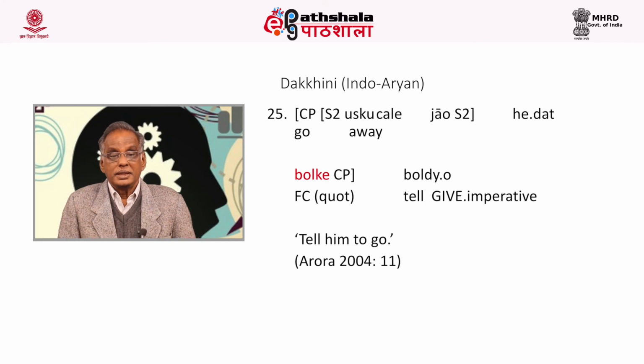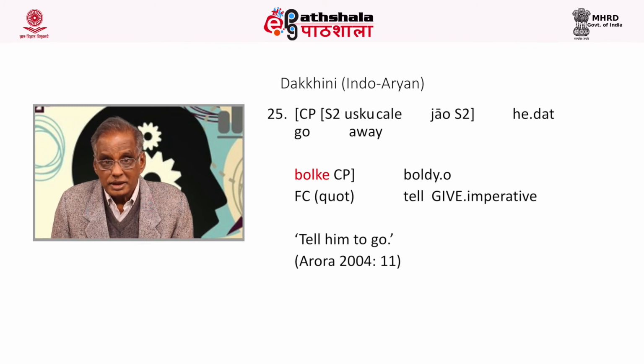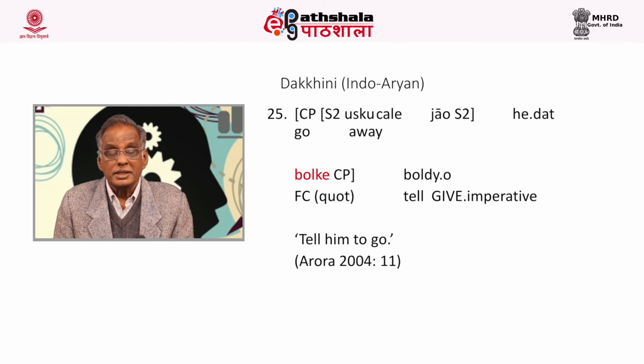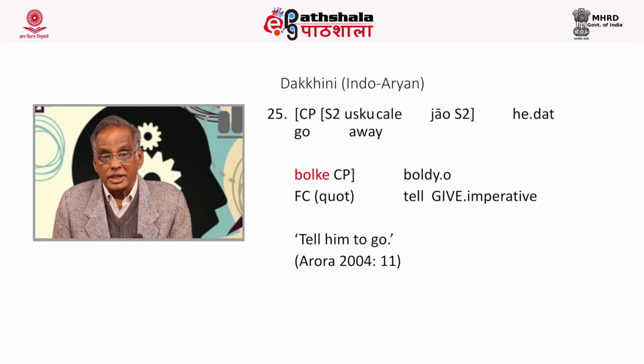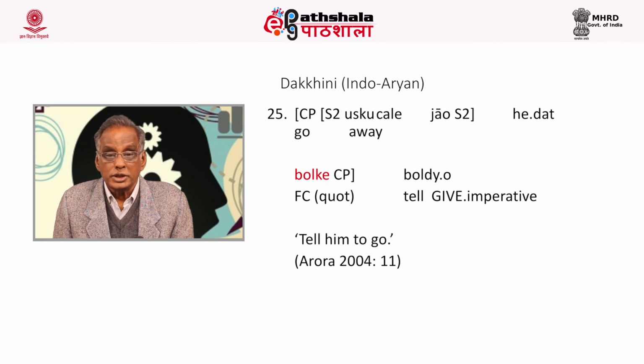So let's take a sentence such as 25. Tell him to go. That means tell him that he goes. So you have a sentence, Usku chale jao, bol ke bol dio. That is, ask him to go, and bol ke is the complementizer, the linker that links the main clause and the subordinate clause, and it occurs to the right of the embedded clause, Usku chale jao, to the right of S2.